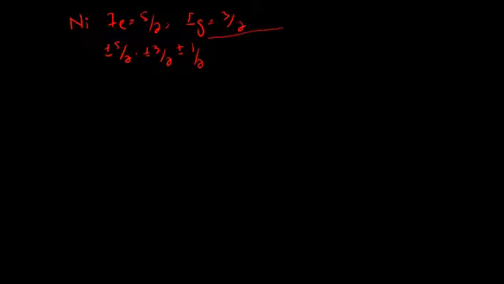So here we will do the splitting for nickel. For nickel, the excited spin state is 5/2 and the ground spin is 3/2. It means that its excited state is 6-fold degenerate, because it has the states plus minus 5/2, plus minus 3/2 and plus minus 1/2. While the ground state is 4-fold degenerate, because the states are plus minus 3/2 and plus minus 1/2.